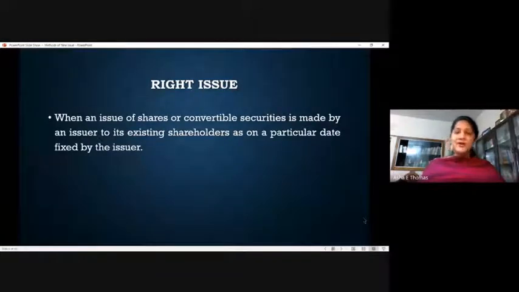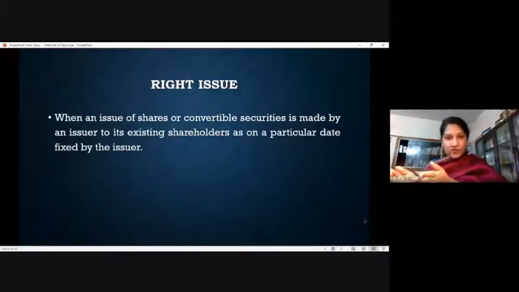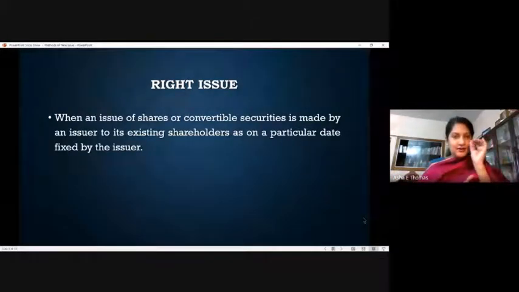Maybe there will be a definite proportion of such issue, because the company might be going with a composite issue where part of the shares are given as right and the other part is going with public issue. In that case, there will be a definite portion that is offered to the existing shareholders and the rest to the public.